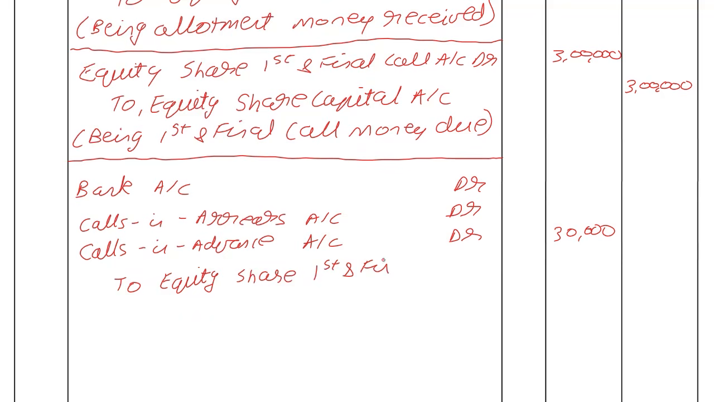first and final call account. I debited it here. I've credited it here. How much did I debit? 3 lakhs. So accordingly, I will credit 3 lakhs. Now we have to think a little bit for the other two numbers. How much of money was not paid?